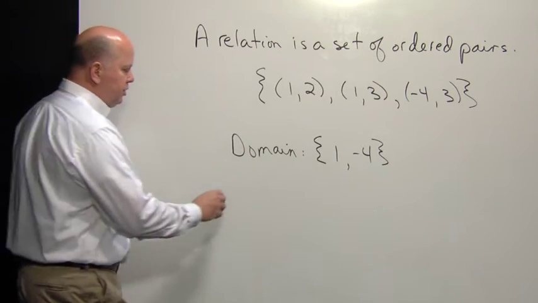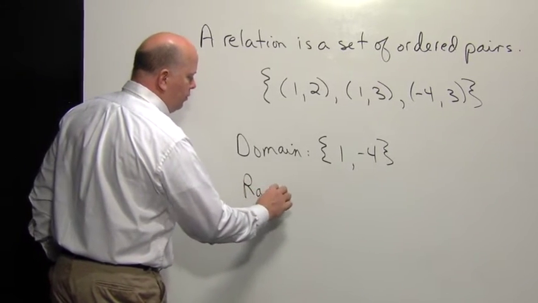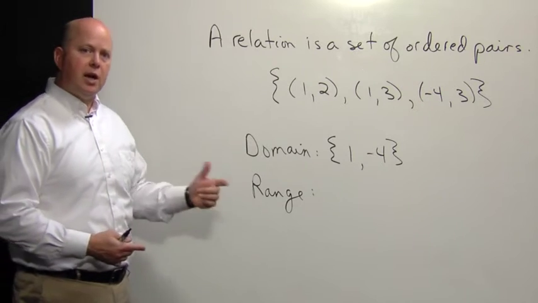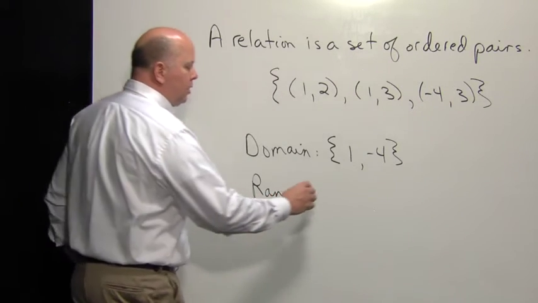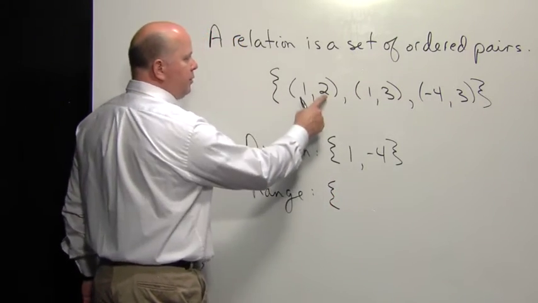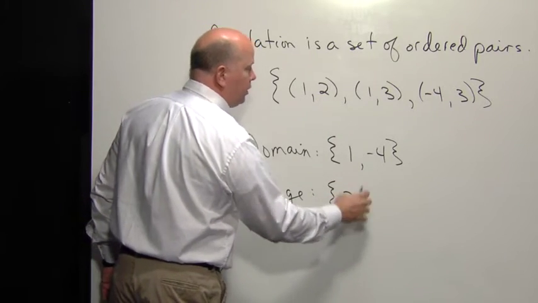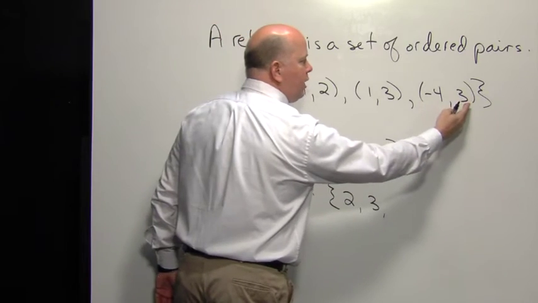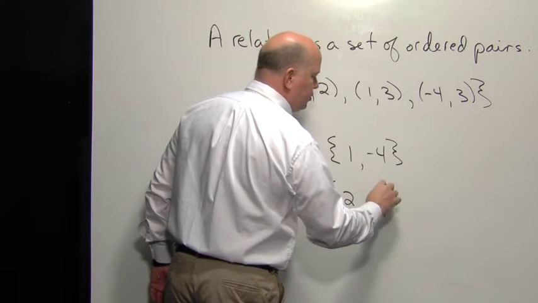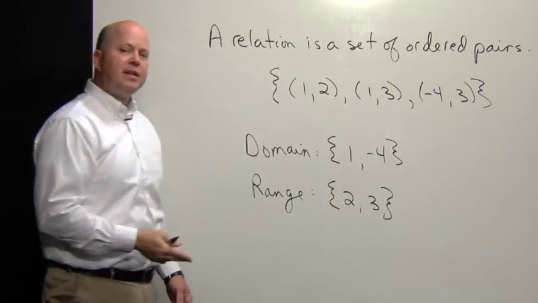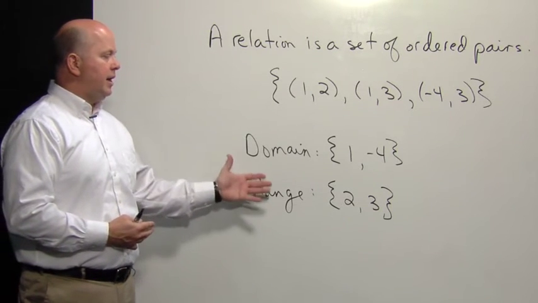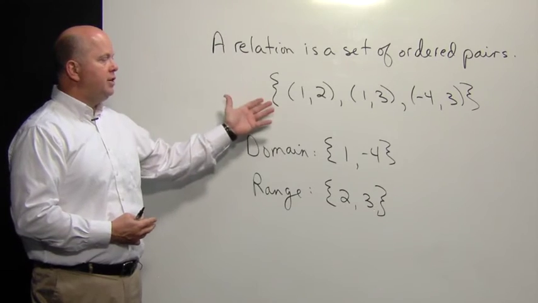Now the range, one would assume, would be the y coordinates of our relation. So again, it's a set of numbers, so we would have 2. 3 is the next y. And again, we have this y again, which is repeated. So we don't necessarily need to write it down, but we certainly could if we wanted to. And that's how we can get our domain and range from a relation.